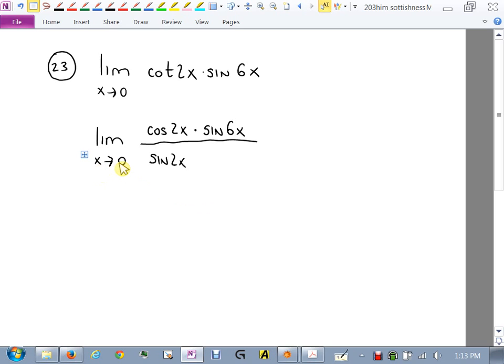X goes to 0. Plug 0 in here. Cosine of 0 is 1. Sine of 0 is 0. So we have 0 on top. And then, of course, on the bottom, sine of 0 again is 0. So we get 0 over 0. That's not good. Limit. L'Hopital, then limit. All right, so I have to do a product rule on top, don't I?